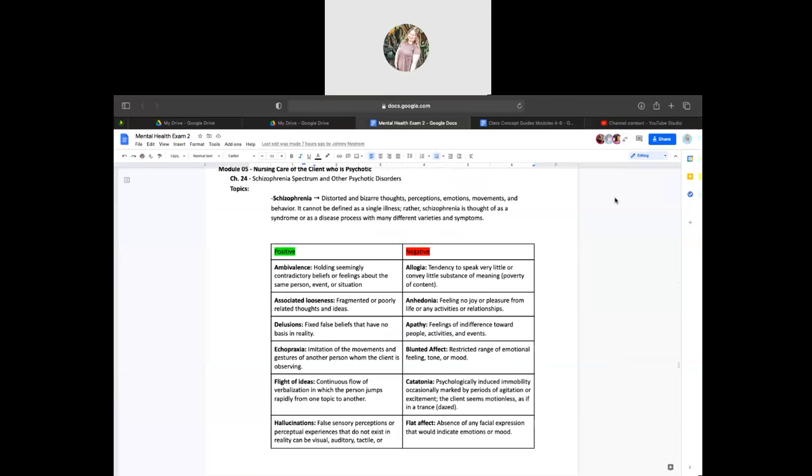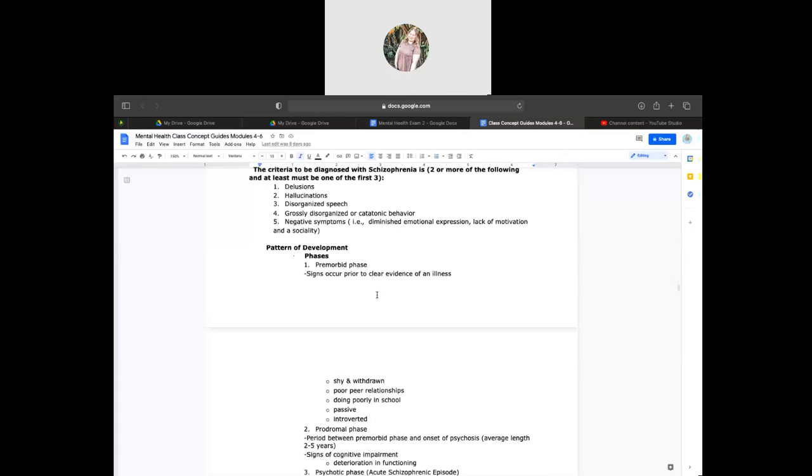Okay. So schizophrenia is described as being a disorder that is based on disordered and bizarre thoughts, perceptions, emotions, movements, and behaviors. It's not defined as a single illness, but is rather a syndrome or a disease process with many different varieties and symptoms.